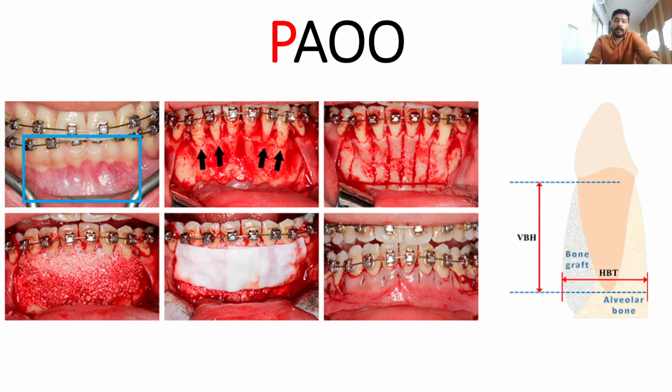Other than corticotomy, PAOO, that is periodontally accelerated osteogenic orthodontics, is also a viable alternative, but it is slightly more invasive. But it has its benefits because it is used in cases where you have reduced alveolar bone support, where it also accelerates the tooth movement and also increases the alveolar bone support.